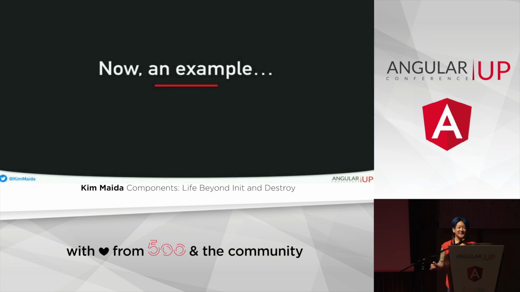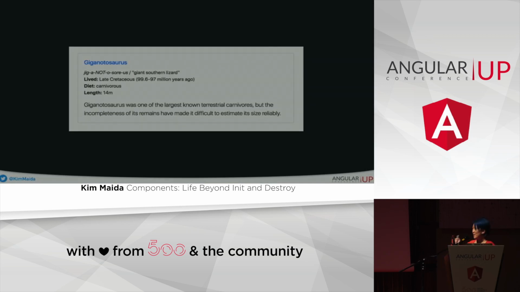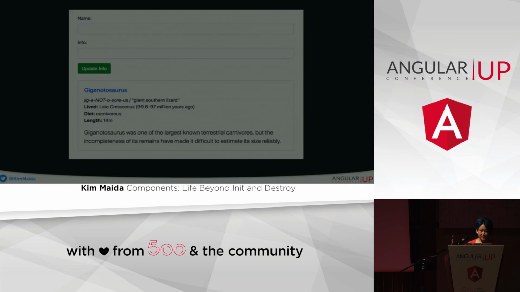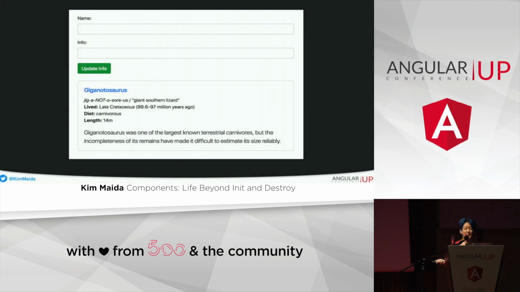So keeping that in mind, here's our example. We have a Giganotosaurus component. This is a child component. It's dumb. It has input and content projection. And then it lives in a smart parent component. So the smart parent fetches data from the API through a service. And then it has a form to display the name and info, or a form to update the name and info, and then it displays the child component.